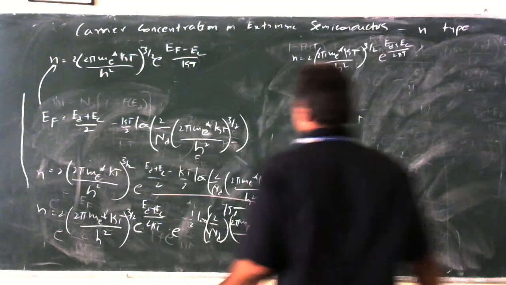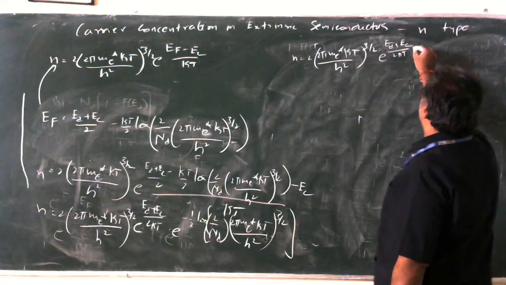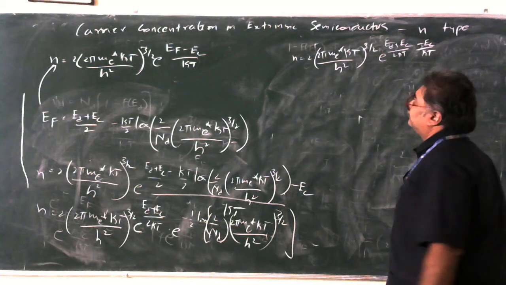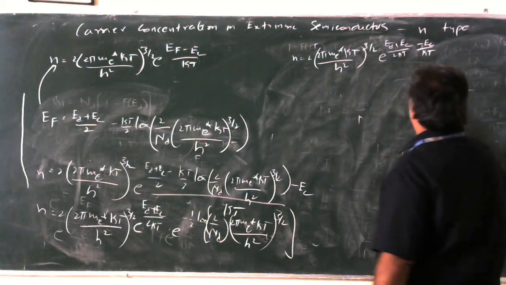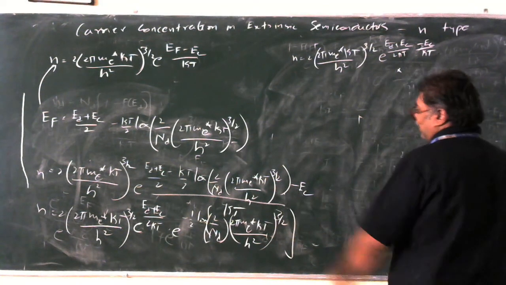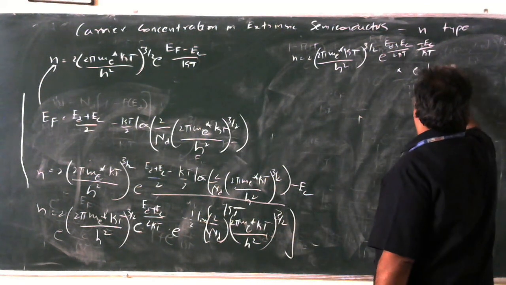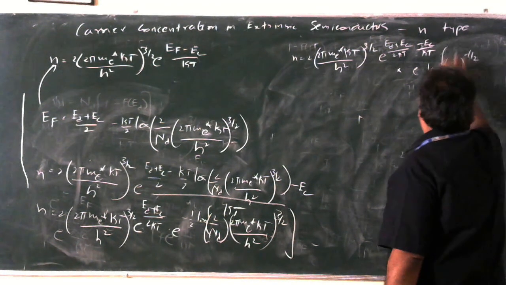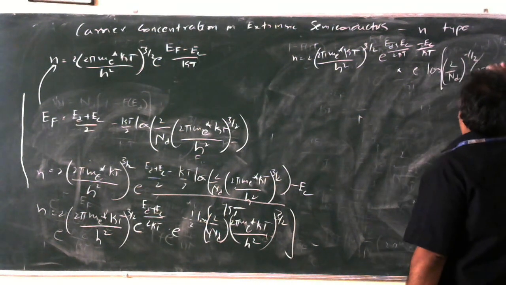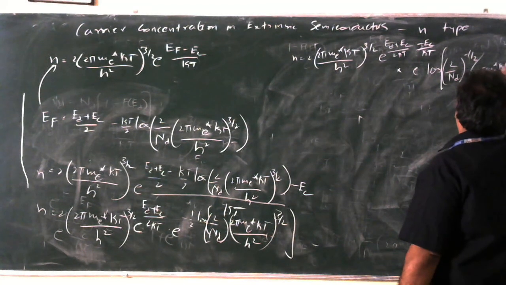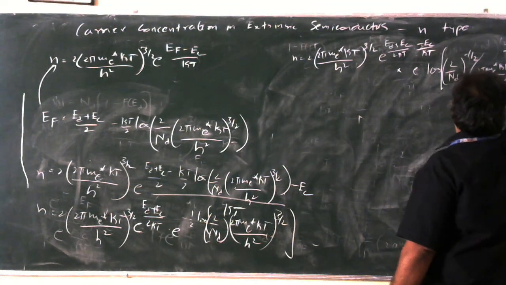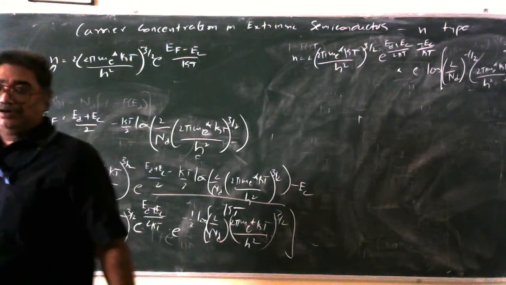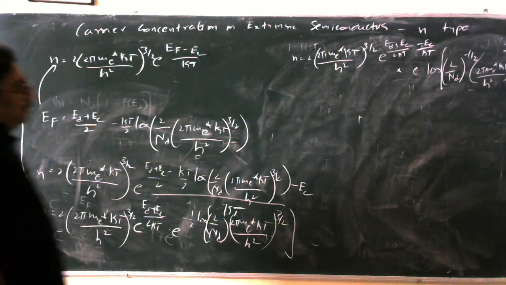So finally, what happens to this? (Ed + Ec)/2kT minus Ec/kT, into what is it that we have here? Here exponential of log of (2/N_d) whole power minus 1/2 into (2πm_e*kT/h²) whole power minus 3/4, because 3/2 times minus 1/2 is minus 3/4. So once again, what happens to this?